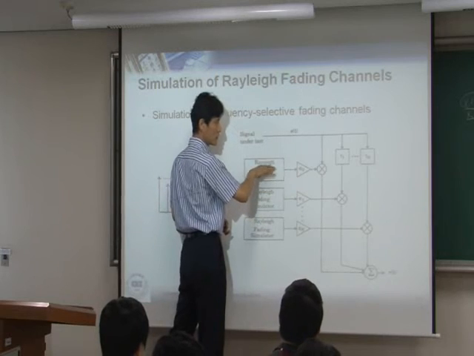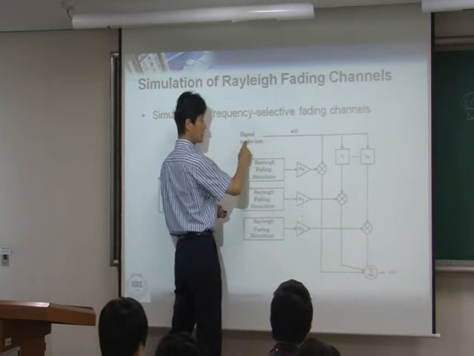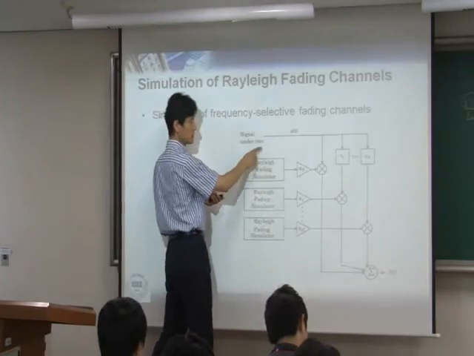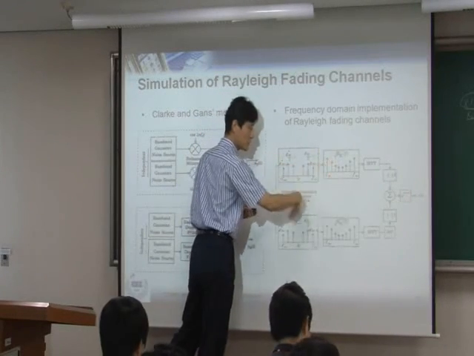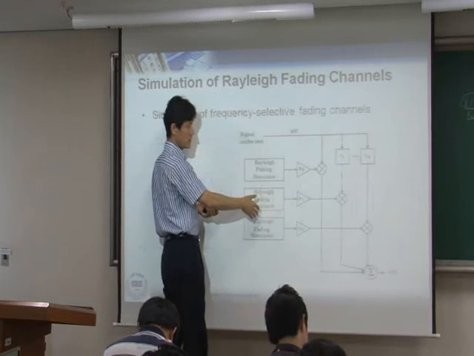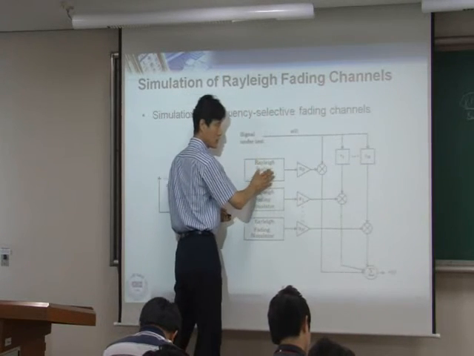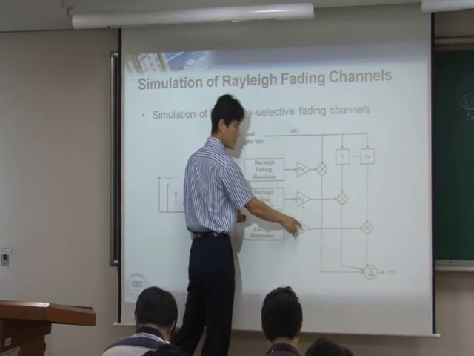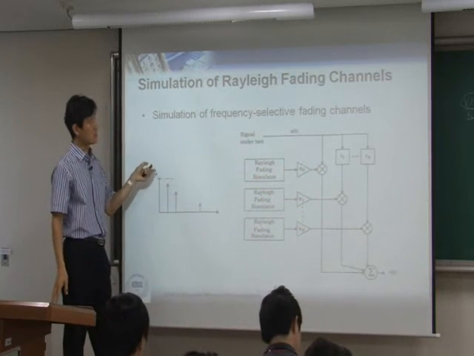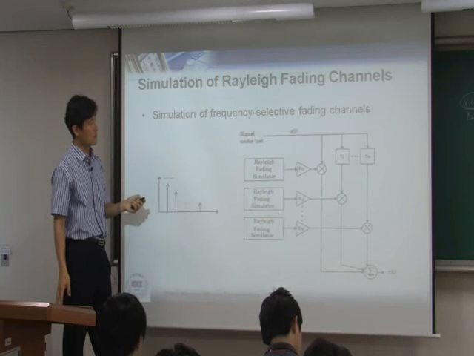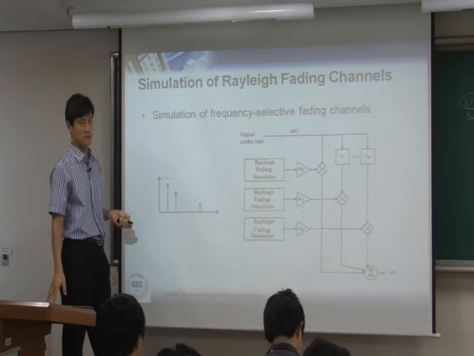Because of those inter-symbol interferences, you have multiple paths. This one path is this one, so you have to create multiple of these, and then you multiply each by its own gain and add them together. That's how you extend the previous simulator when frequency selective fading happens.